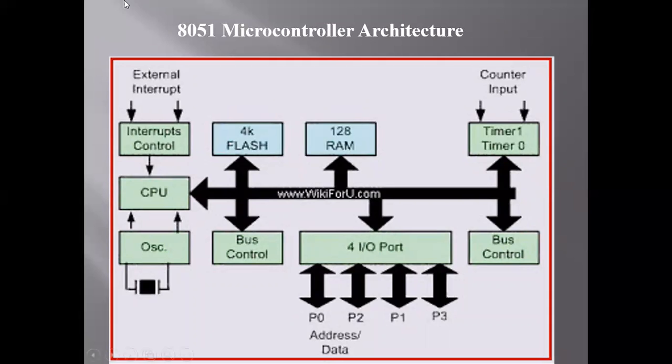In this figure, the architecture of the 8051 microcontroller is shown, in which two timers are shown, that is timer 1 and timer 0. These are 16-bit timers, and it shows 128 bytes of RAM, 4K of flash memory, that is ROM memory. Its interrupts control. CPU means the microprocessor. Oscillator means the clock-driven frequency. The bus control, and the 4 input-output ports, that is P0, P2, P1, P3, and the bus control signal.